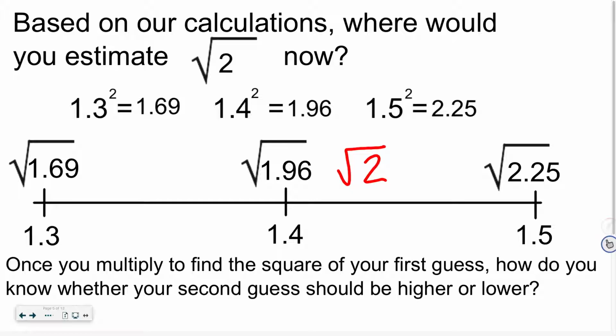Because 1.96 is only 4 hundredths away. Right, so our number 2, we're only 0.04 away from here, but to go from 2 to 2.25, that's like 0.25 away, so we're going to be closer to 1.4. What do we think? 1.4 what? 1.41. Maybe 1.41? Any other options?